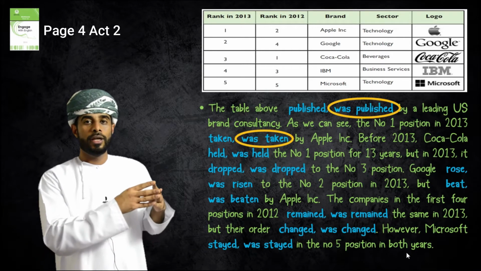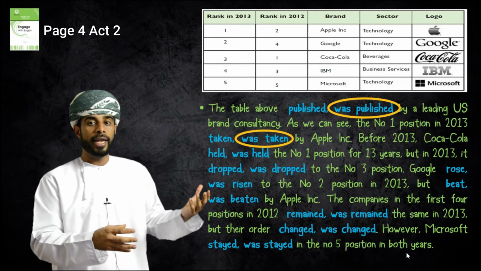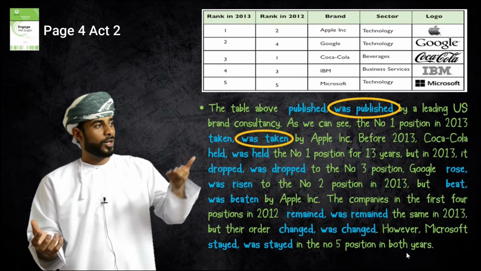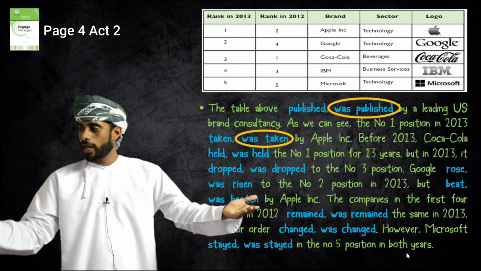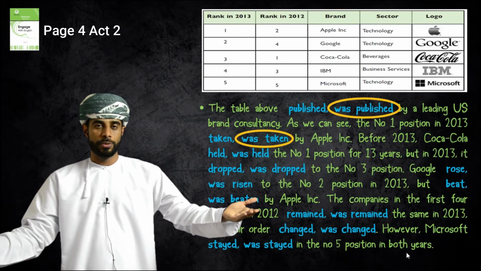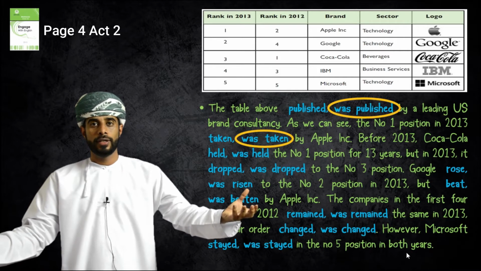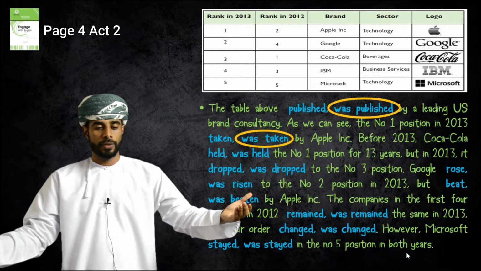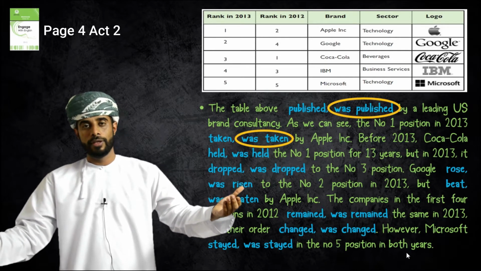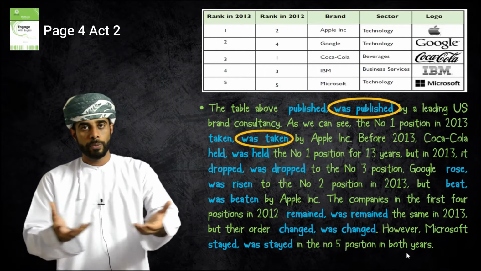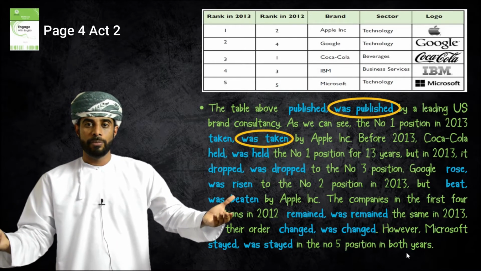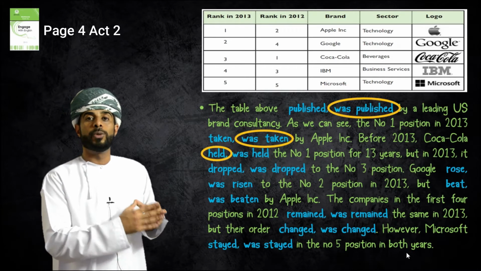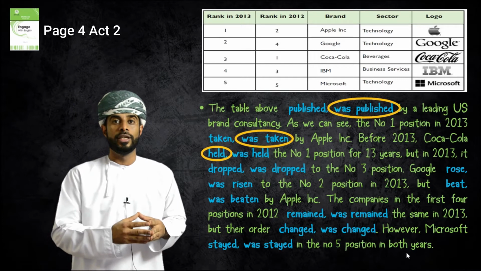Before 2013, Coca-Cola held or was held the number one position. Now, Coca-Cola is the subject, and we have the first position as an object. So which one did the verb? Of course, Coca-Cola did the action on the object, the position. So it's a normal sentence. We use the past simple. So we would say Coca-Cola held the number one position for 13 years.